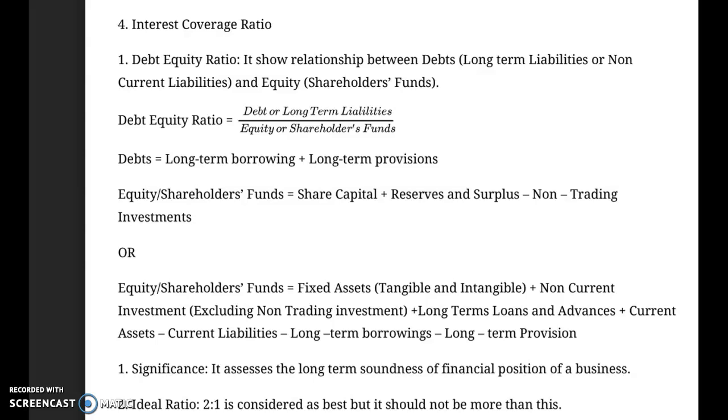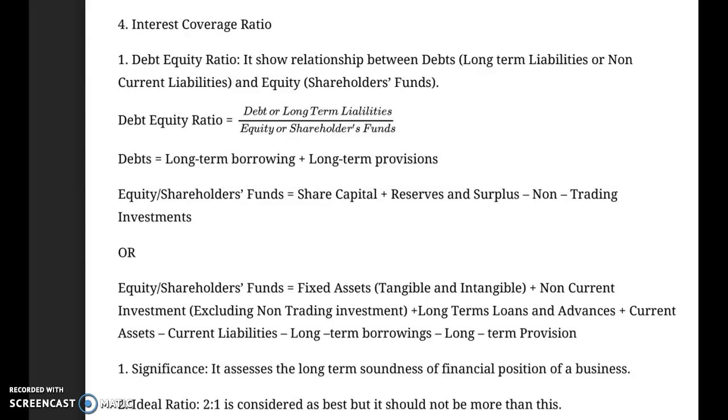So you will notice that the equity shareholders fund can be calculated from both angles, that is from the liability side as well as from the asset side. While calculating from the liability side, the formula is a little bit easier as compared to the calculation through the asset side. But here we have to divide long-term liabilities by the equity or shareholders fund, and the result will be the debt equity ratio. And this ratio is ideally treated as 2:1.